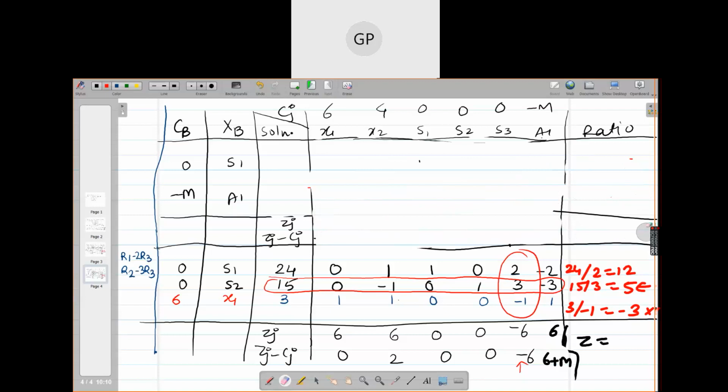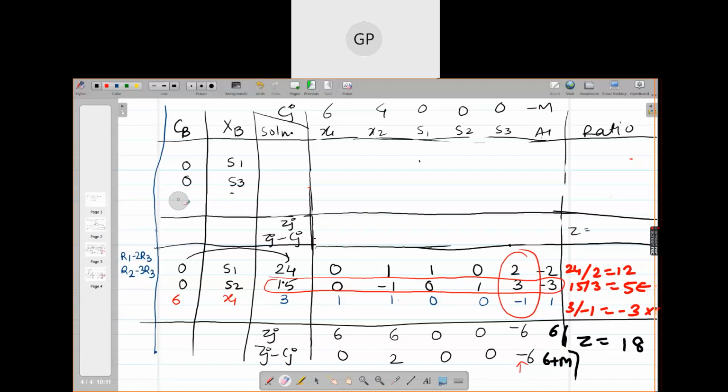Okay, please calculate the Z value. What is the Z value? 18, ma'am. See, just multiply this: 0 into 24, 0 into 15, 6 plus 3, 18. Okay, so isn't it maximized? Isn't it improved? Yes, ma'am. So I have to write here also.